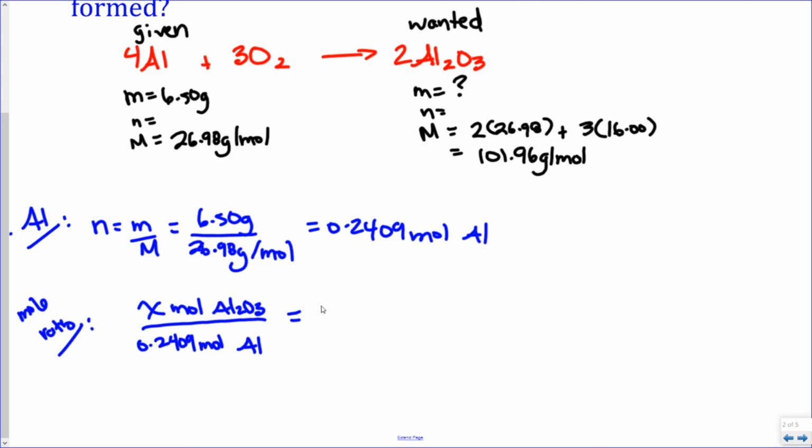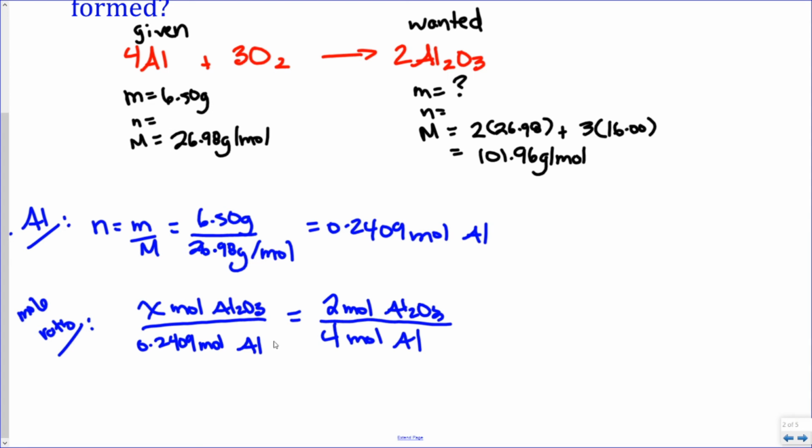When we set up our mole ratio, the other side just comes from the coefficients in the balanced chemical equation. That's why it's important that you balance them. Aluminum oxide is on the top here, so aluminum oxide goes on the top over here. So 2 moles of Al2O3. That 2 is coming from right here. Divided by aluminum was on the bottom, so aluminum should go on the bottom, and that's a 4. So 4 moles of aluminum.